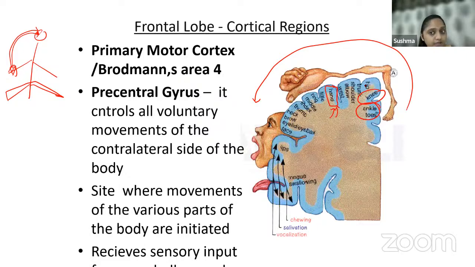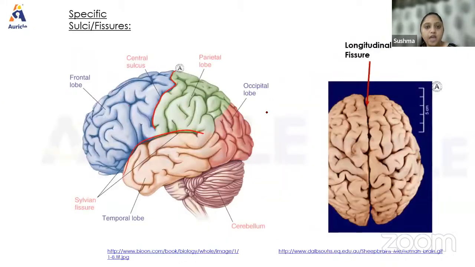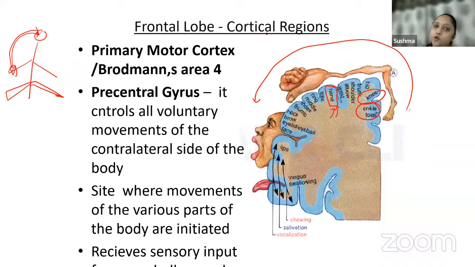Let us now try and understand how this representation is actually there in this very complex and extremely fascinating structure called the brain. Now let us look at the frontal lobe and its cortical regions. In the frontal lobe, I have the primary motor cortex, which is Brodmann's area 4. Brodmann's areas will be taught in much detail in your physiology classes. Where is this primary motor cortex present? It is present in the precentral gyrus.